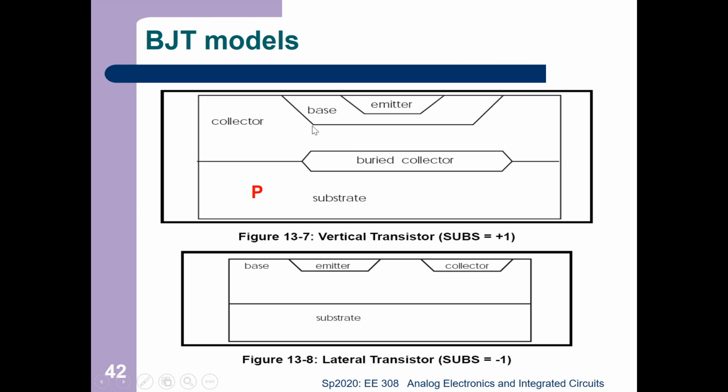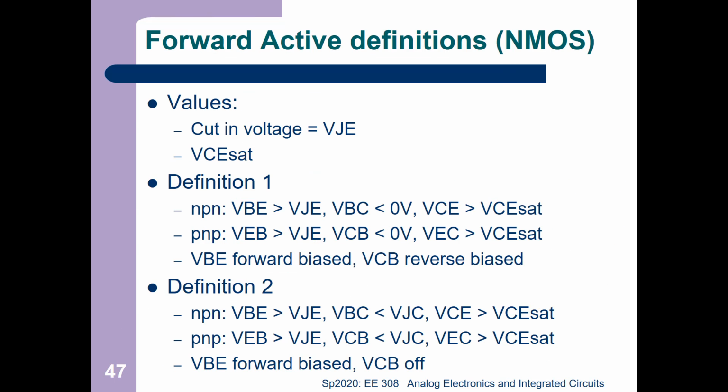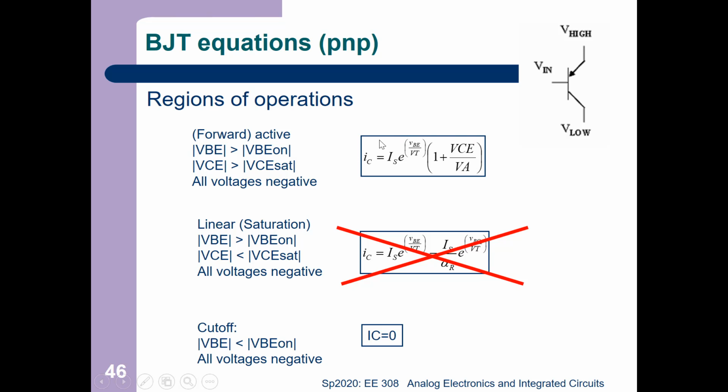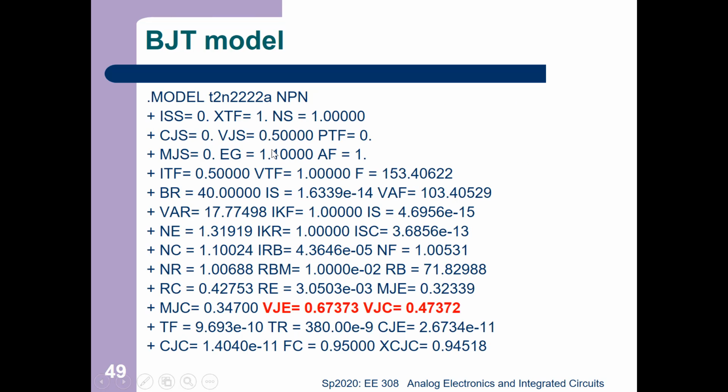Let's see, for BJTs, I should have... So for BJTs, you've got this equation right here. And if you go and look at the model file for that, again, you've got all these equal signs.